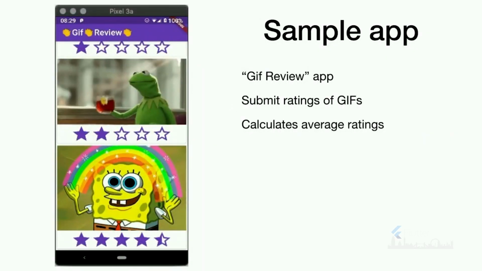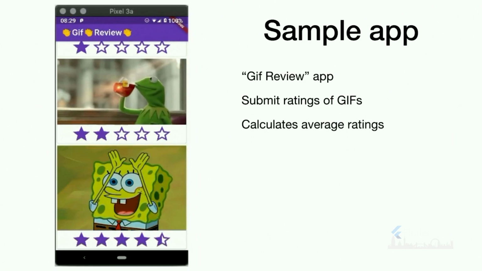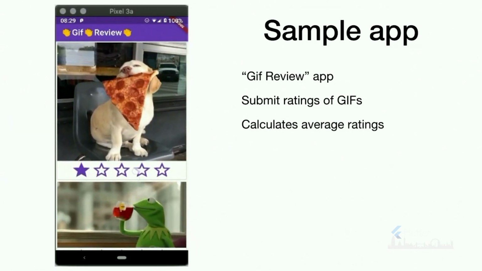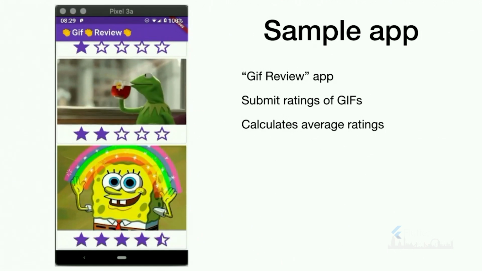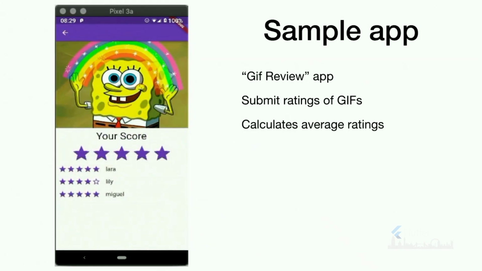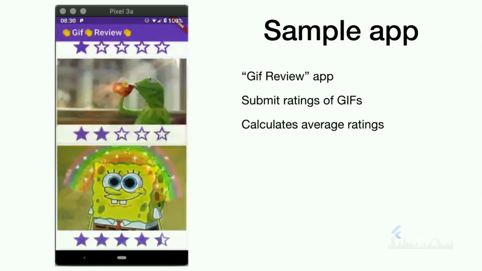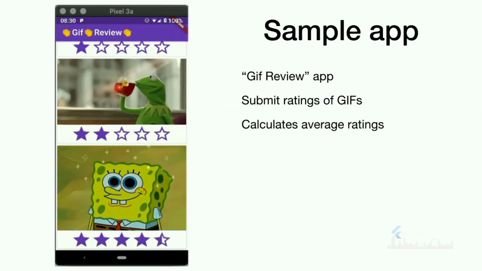To show you how it works, I will be showing you a sample app that I created for this talk. I was a bit tired of to-do apps, so I created what is called a GIF review app. This app allows me to set ratings to GIFs. I can select one GIF, I open the screen, and then I can tap to set my score. You can see that the scores are also updated down there. And also if you go back, you also get the result of the ratings.